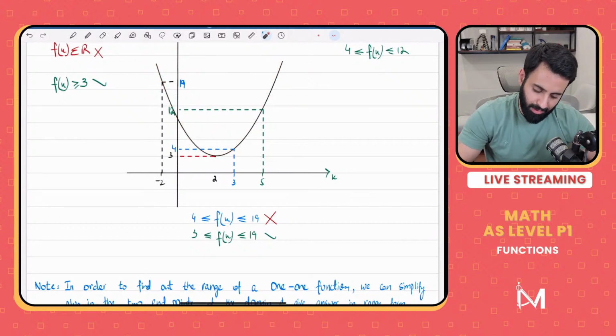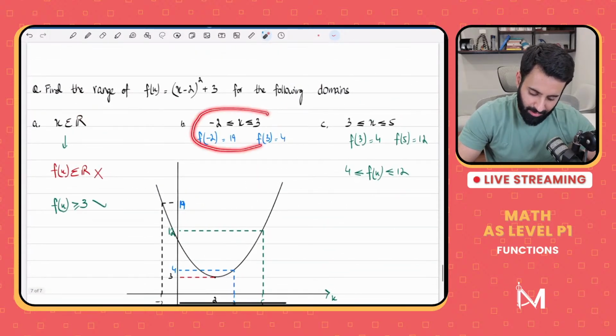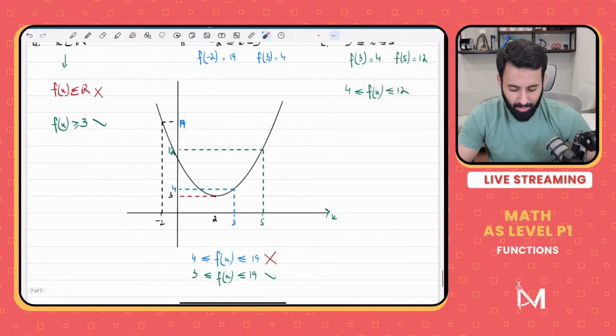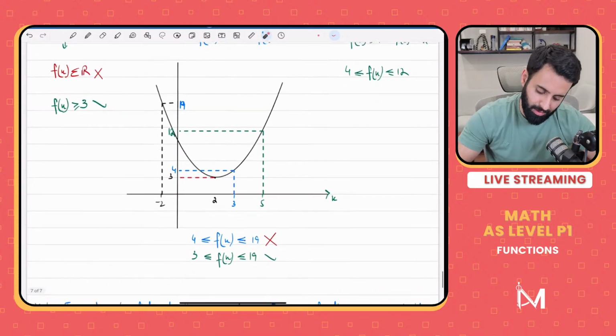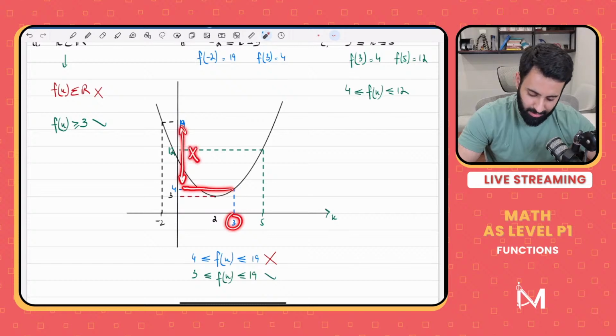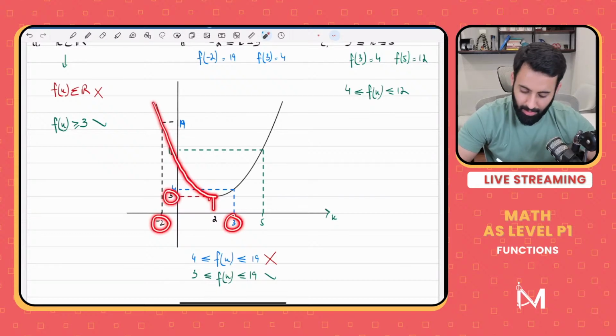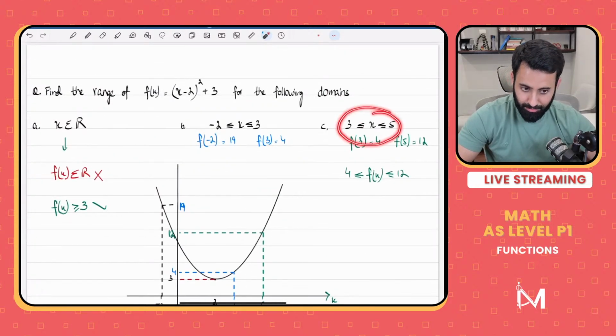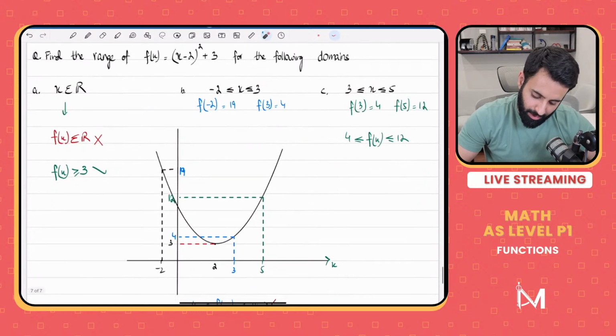So if we plug in the endpoints of the domain, and the x coordinate of the turning point is somewhere in between the domain, we may not get the correct answer. Just like here, if we plug in -2, which gives us 19, and if we plug in 3, which gives us 4, then 19 to 4 is not the correct range. Why? Because somewhere between these two values of x, the graph reaches a minimum value of 3. But over here, if you plug in 3 and 5, then you get the correct answer.